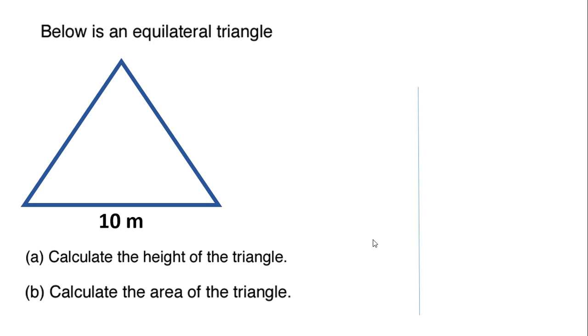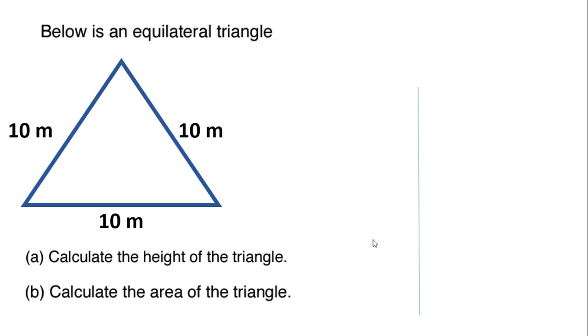Now, the thing is, it says it's an equilateral triangle. The speciality about an equilateral triangle is that all sides of an equilateral triangle are the same, which means that if my base is 10 meters, then these two slant heights are also 10 meters. This is one specific piece of information we must remember about equilateral triangles, that all sides of it are the same.